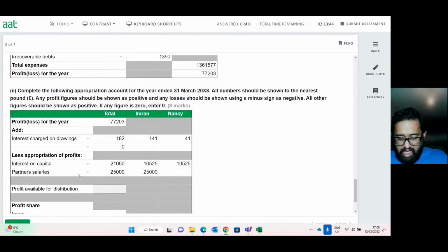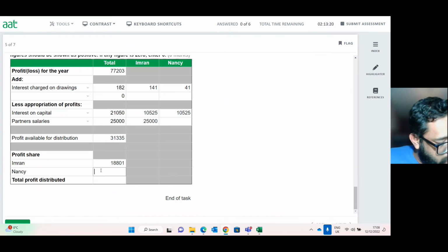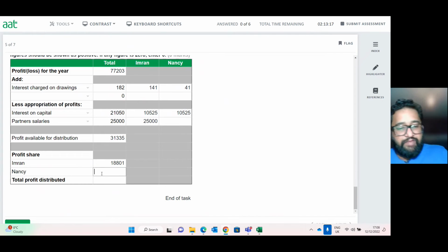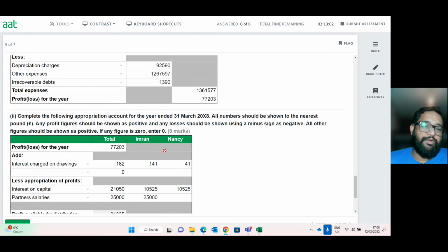So we simply can say 77,203 plus 182, minus 21,050, minus 25,000. That gives me 31,335. The profit is now shared among these two partners: divide by 5, multiply by 2, £18,801 for Imran. Nancy will get £12,534. If you add those two together, you'll get £31,335 as your profit for distribution. So we will have these two matching there, and that should give you the full 8 marks.